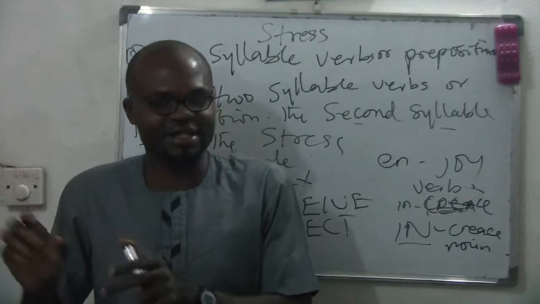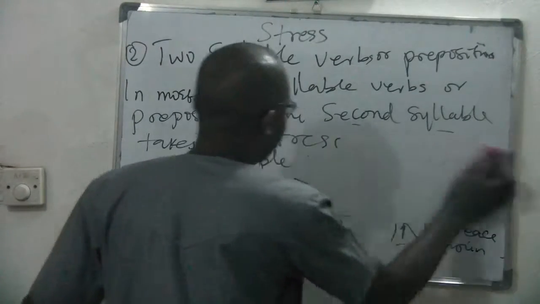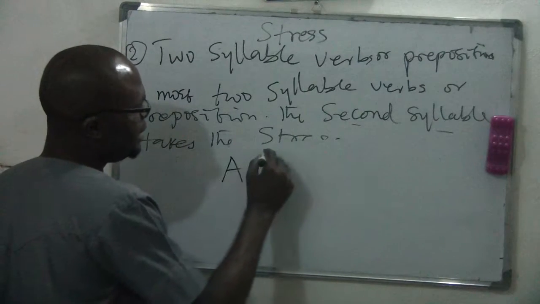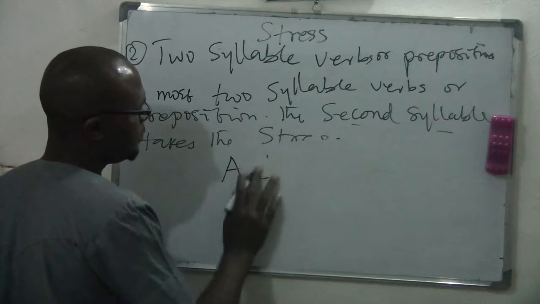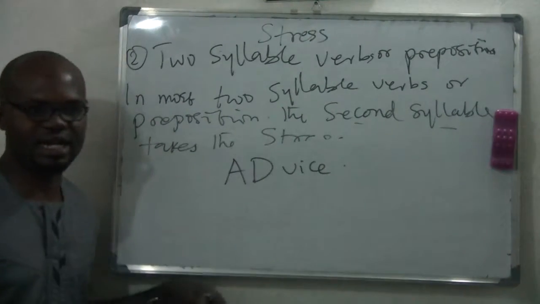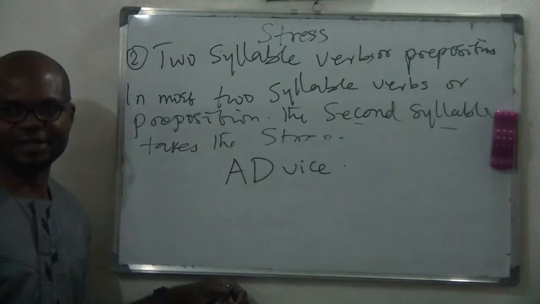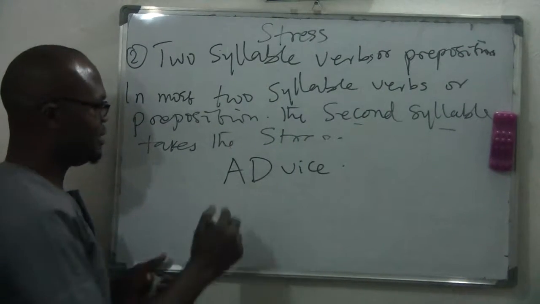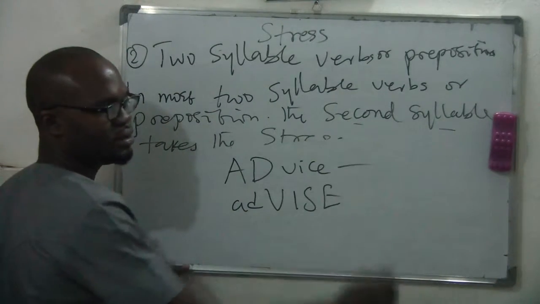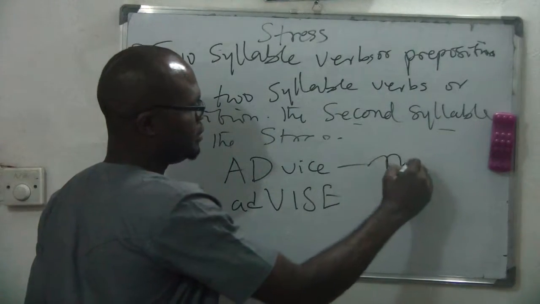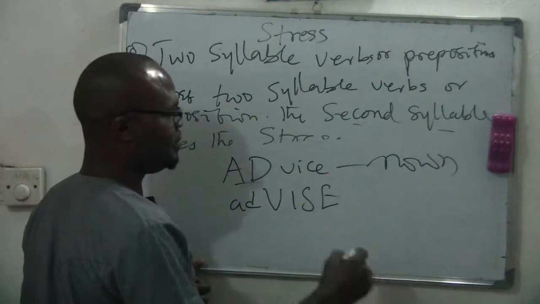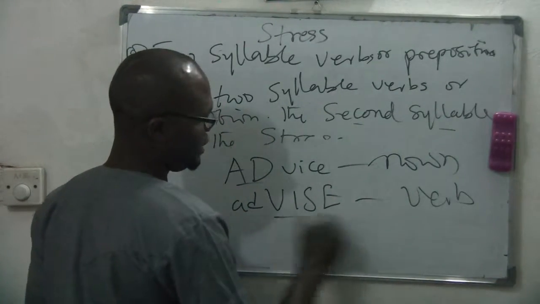You understand? Increase. Just like we have advice and advise. When you say advice, you are giving somebody advice. You understand? Yes. Advice, this one is a noun. That's why it has the stress on the first one. But this one, advise him, this one is a verb. So it's on the second one.